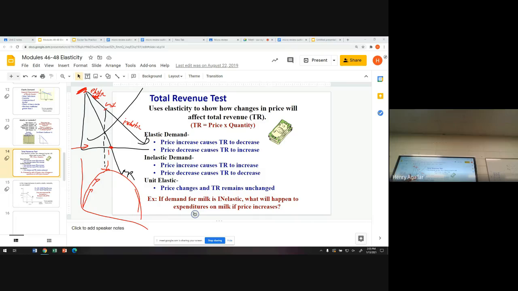You also know that this firm will always produce in the elastic range because MR equals MC, and it's unlikely that MC is negative. We agree? Right? Okay, so take a look here, please.